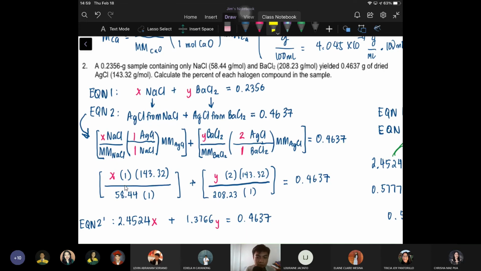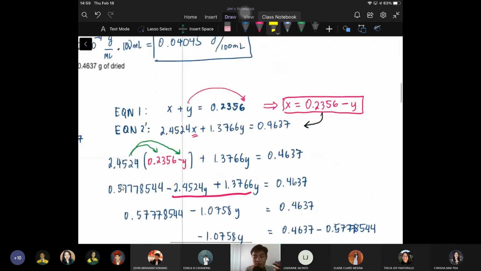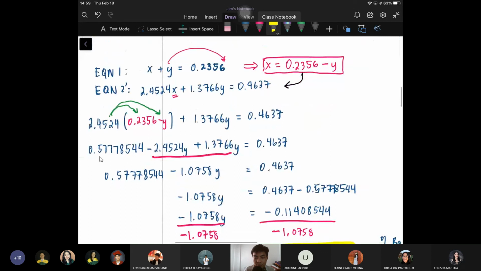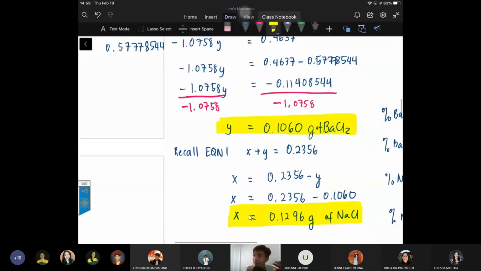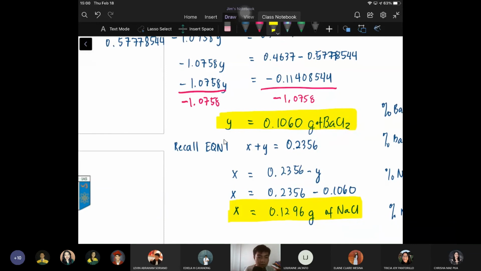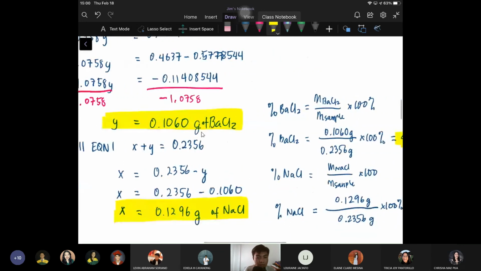Then, since we have two related equations who has the same unknown variables, we can solve for the values of x and y. So, ginawa natin, we use equation 1 to eliminate x, okay? Tapos yung value ng x, sinubstitute natin sa equation 2, and the rest is plug in, nakuha natin yung y. Then, to solve for the x, gamitin mo uli yung equation 1. Nakuha natin yung value ng x. So, we know that the value of y is the mass of barium chloride and the value of x is the mass of sodium chloride.